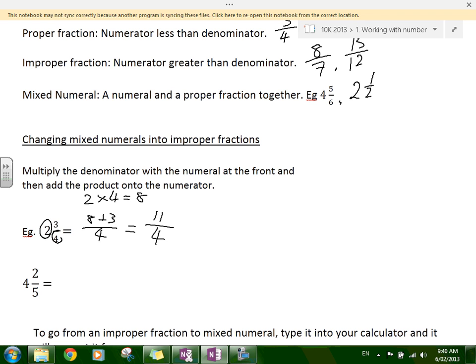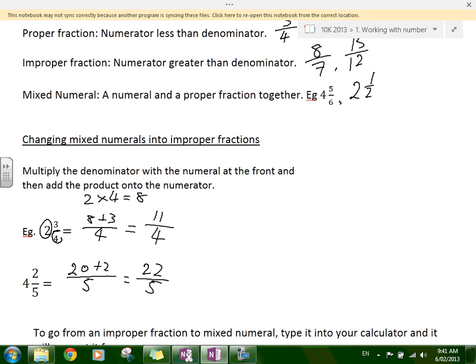Another example that we'll do, 4 2/5. Well, 4 times 5 is 20, so we have 20 plus 2 over 5, and so it becomes 22 over 5. I think we've got 22 over 5.